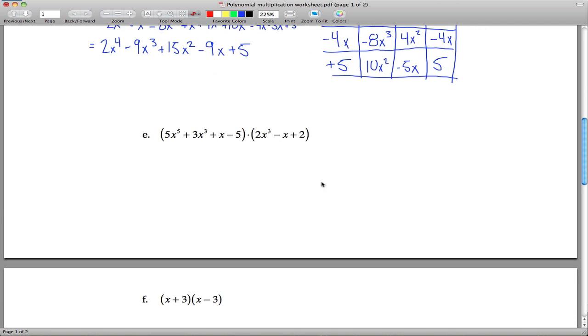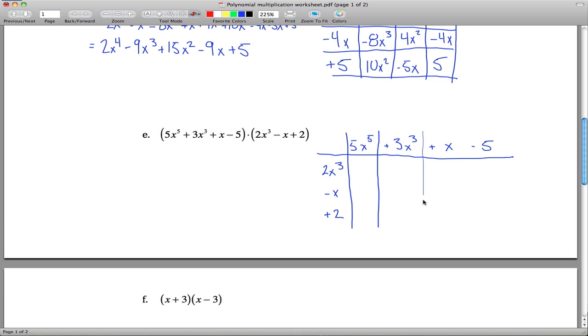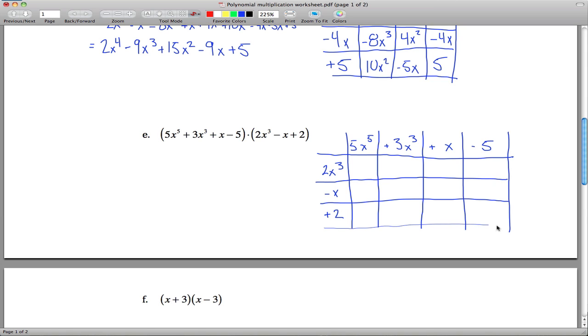All right, another one of these. Maybe a little bit overkill, but it's on the worksheet, so I guess I should do it. 5x to the 5th plus 3x cubed plus x minus 5 times 2x cubed minus x plus 2. Make a grid. What are we going to have? 12 boxes this time. Probably a little bit more than I'd have you do on a quiz, but for a worksheet, maybe I can get away with it.